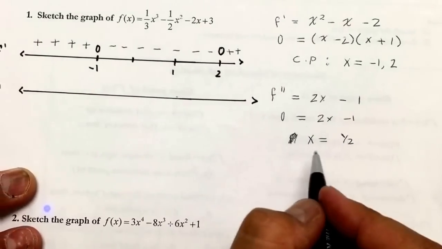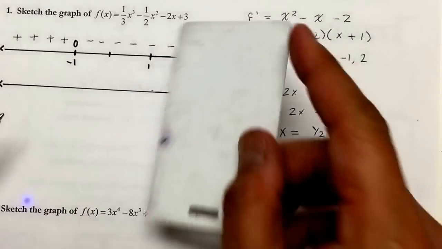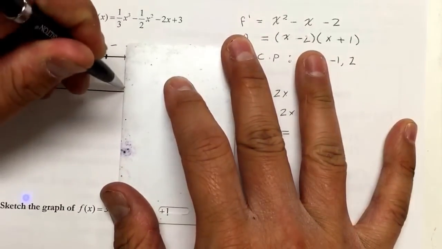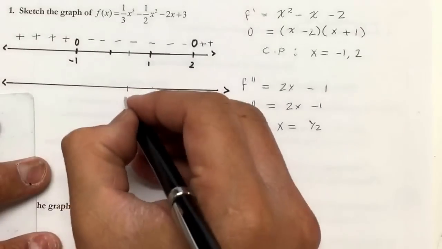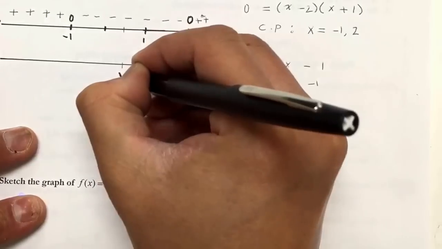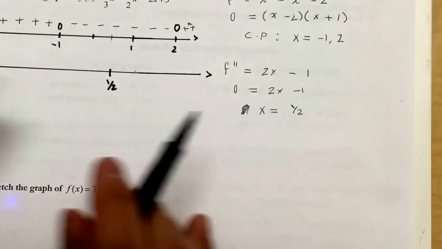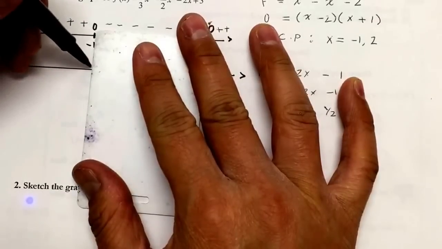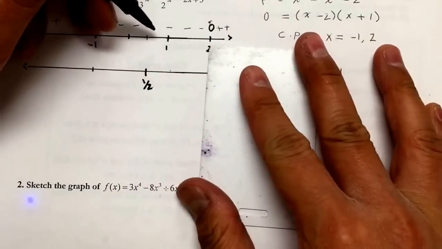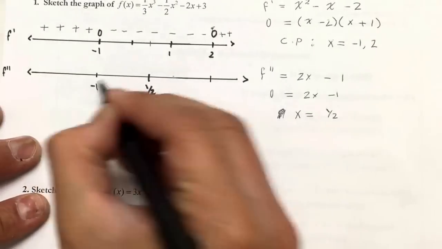I'm also going to make a sign graph for f double prime. So notice that x equals 1/2, so 1/2 would be like halfway. So here's 1/2. And I'm going to transfer these points down here as well because those are kind of like my critical points. So this would be -1 and 2.